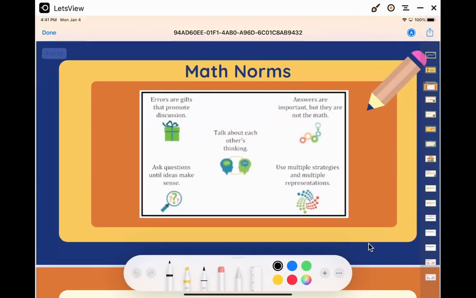Let's review our math norms. These norms are things that we want to think about every day while engaging in math instruction. The first norm is that errors are gifts that promote discussion. The second, ask questions until the ideas make sense. Number 3, talk about each other's thinking. Number 4, answers are important, but they are not the math. And number 5, use multiple strategies and multiple representations.